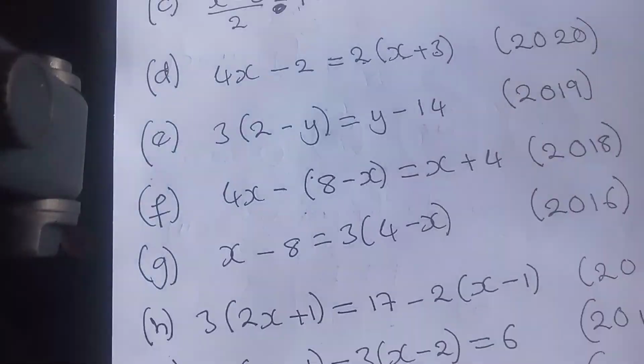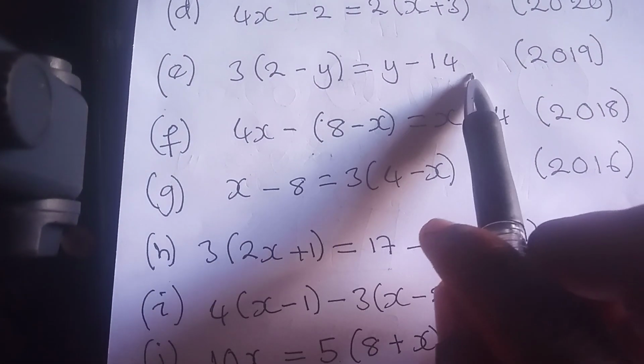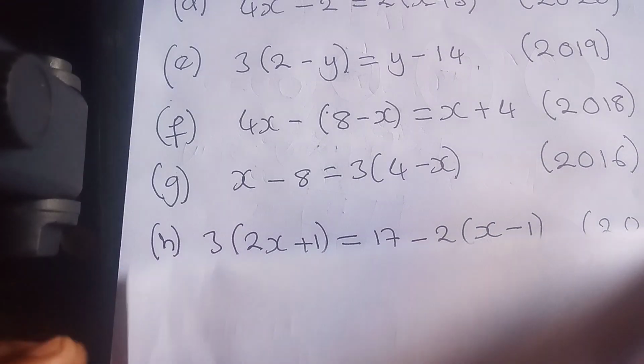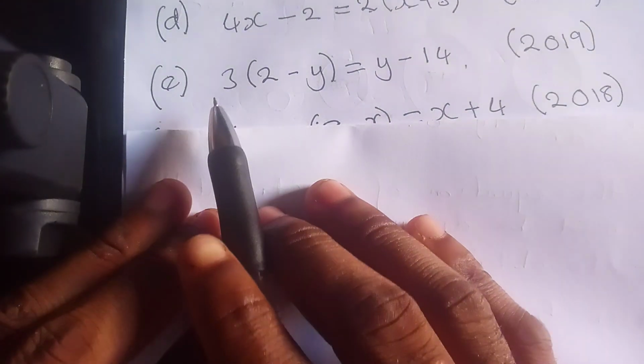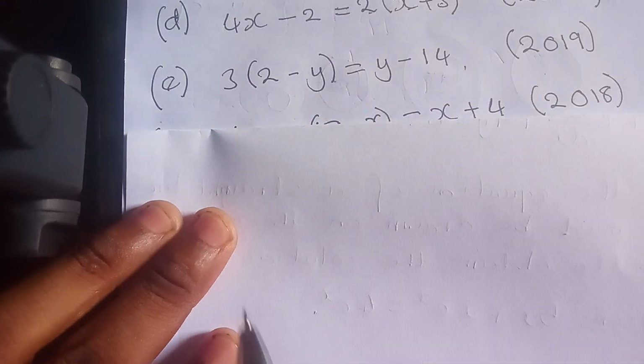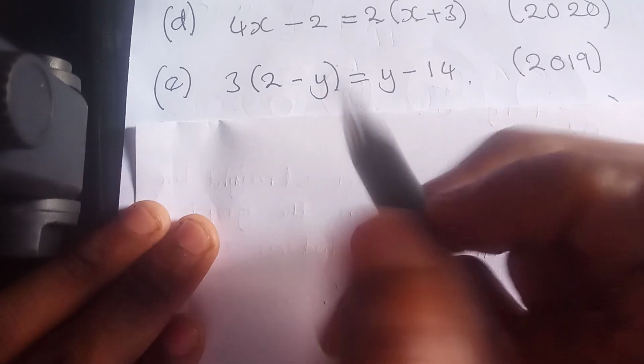So now I have to solve this one, and then you can solve the rest of the problems. So on part E, we have brackets here and we have no brackets there. So we can simply get rid of the brackets first.